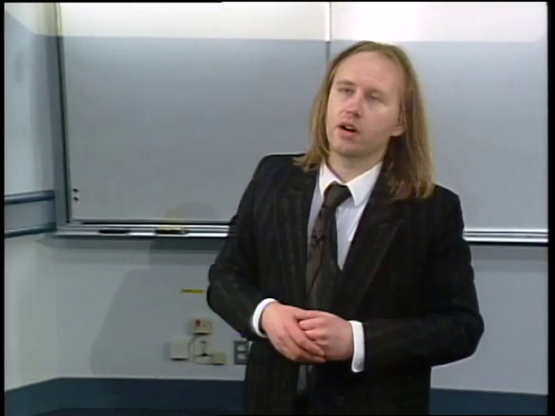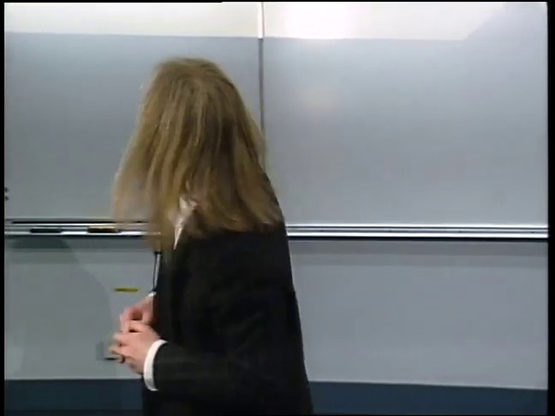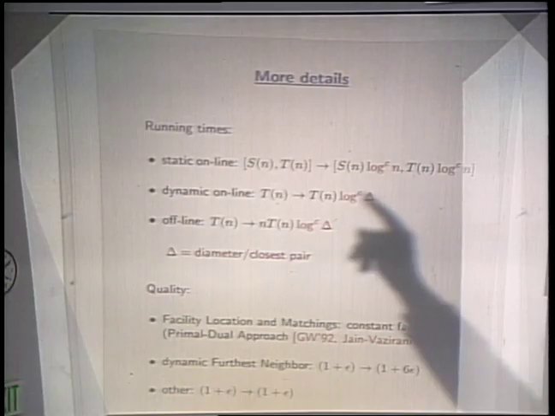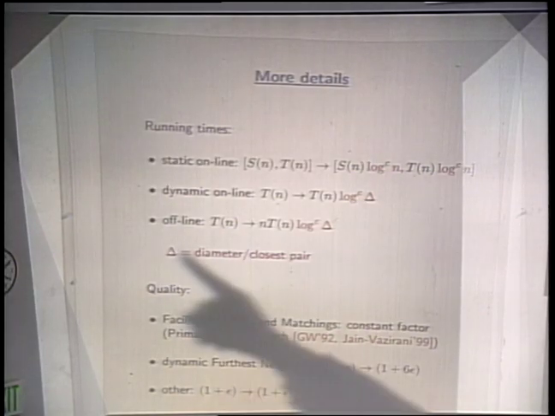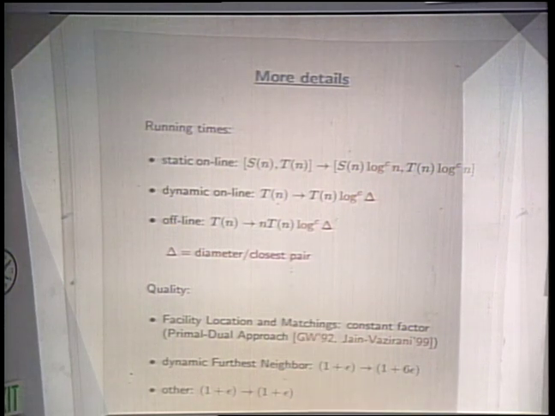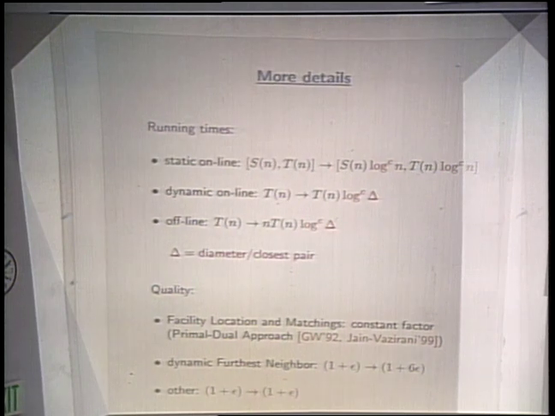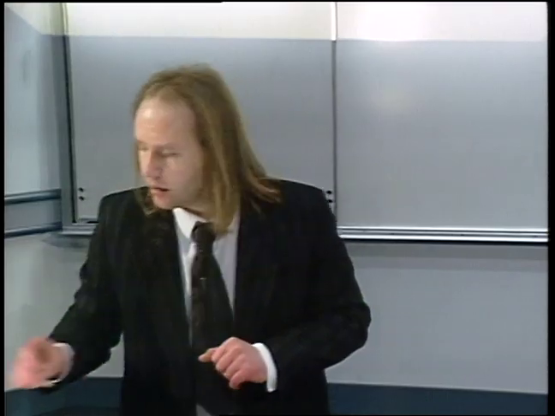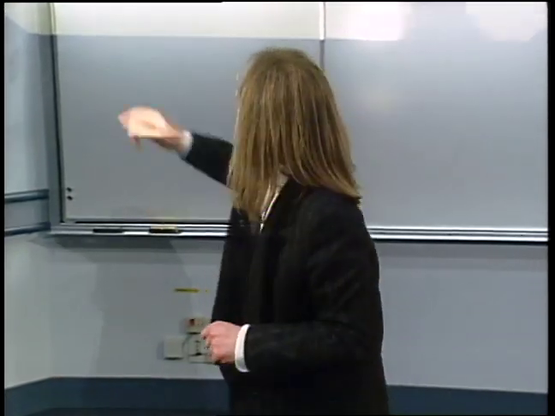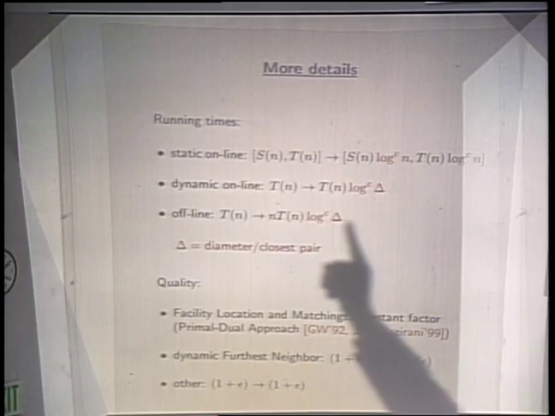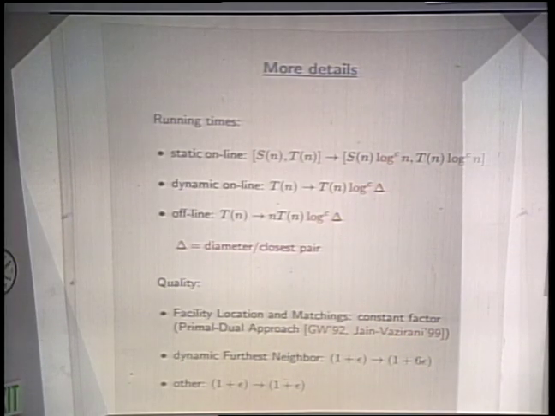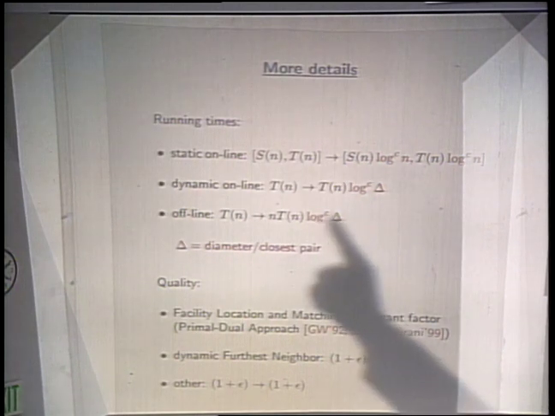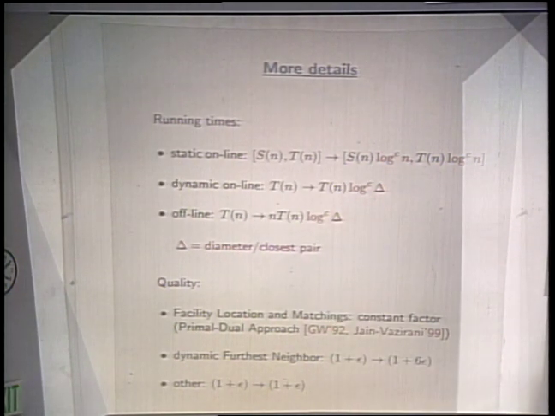In the dynamic case, we are not that lucky because the overhead is log of delta, where delta is the ratio of the diameter to the closest pair. So it's the aspect ratio of the point set. And here T of n is just the query or update time. This is an upper bound for both. Finally, in the offline case, we are getting n times T of n times this log factor. So it means that if T of n is sublinear, then this resulting time is subquadratic, which is exactly what we wanted.